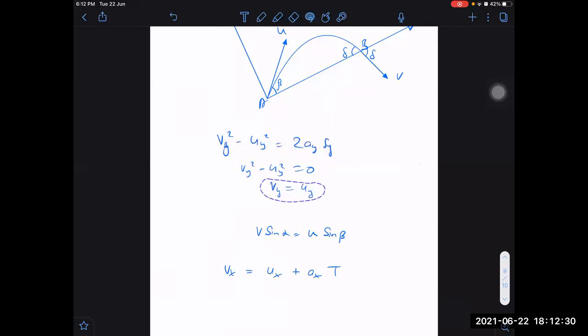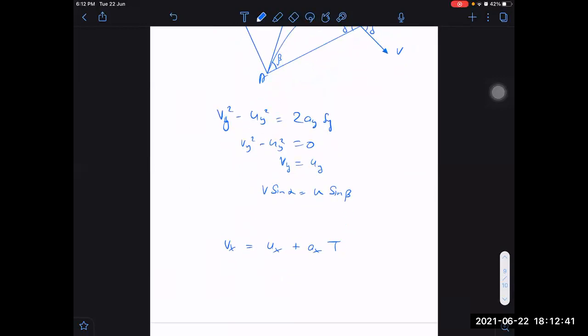If I use vy equal to uy plus ay into t, I will get the time of flight. I'm assuming we already know the time of flight. What is the time of flight? 2 into uy by gy. Magnitude wise, you know already.